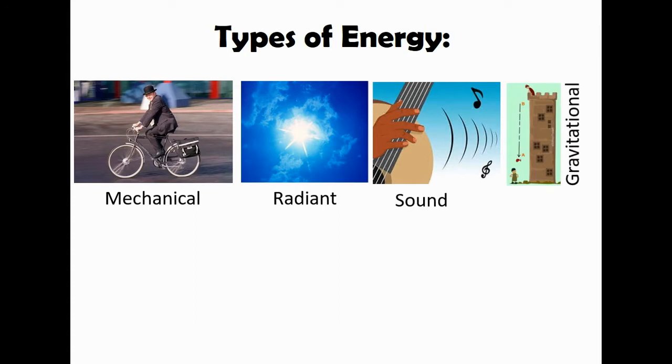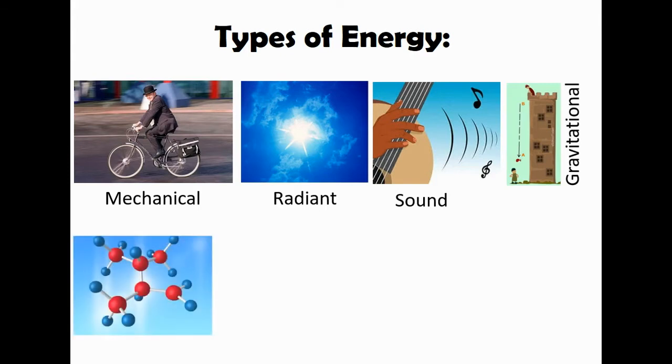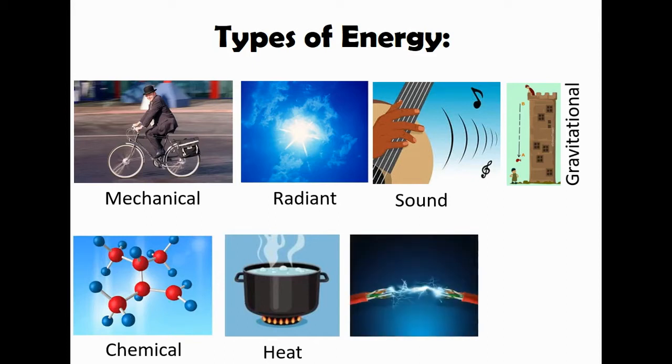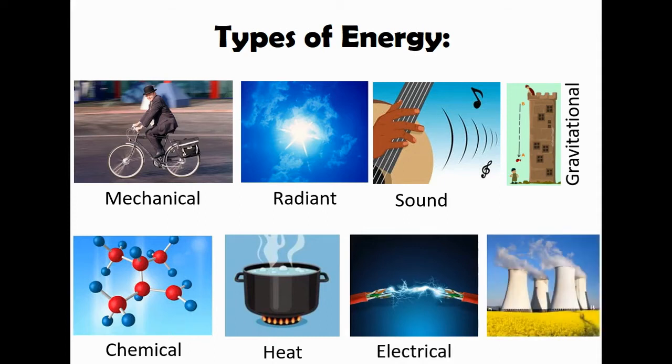Gravitational energy, which is the energy of position when something has a height. Chemical energy, which is the energy stored in between the bonds of molecules and atoms. Warm objects have heat energy. Electrons or other charges moving gives us electrical energy. And nuclear energy that is stored within the nucleus of an atom.